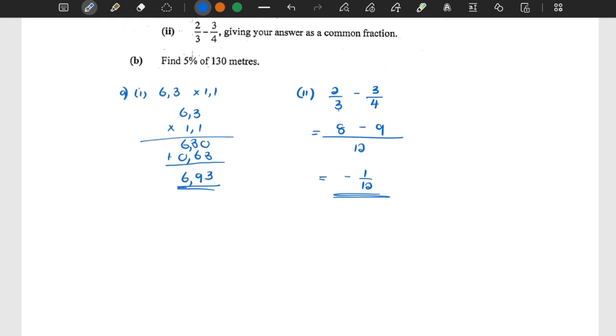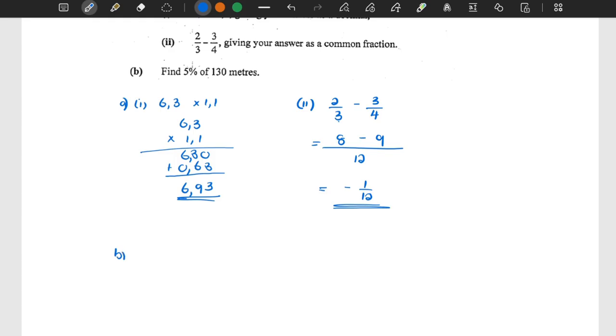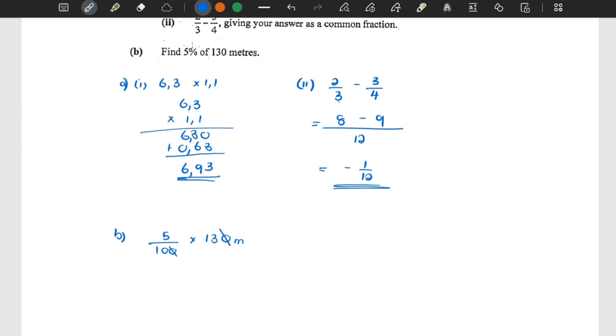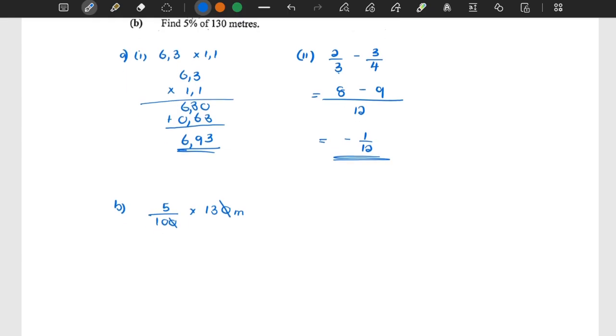Right? Then part B says, find 5% of 130 meters. So that's 5% times 130 meters, divided by 10. And then we end up with 5 times 13, that's 65 divided by 10, which is going to be 6.5 meters. Great.